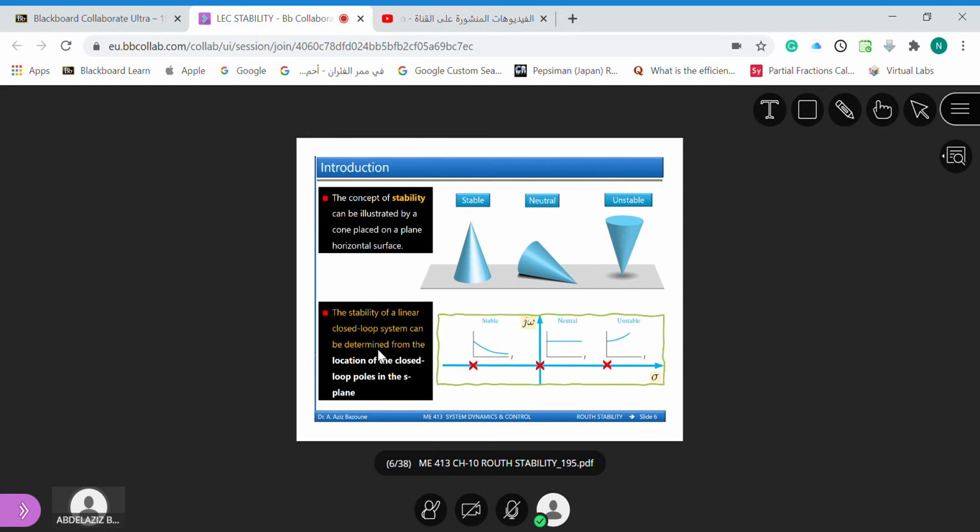So this is a stable system. You can look at it like this for this cone. When it is placed on a horizontal surface, this is the place where it is stable. This is when it is neutrally stable, and this is when it is non-stable. As for the location of the poles, when the poles lie on the left-hand side plane, the system is said to be stable. When the poles lie on the imaginary axis, like this one here, it's called marginal stability or neutral stability. And here the system is unstable because it is increasing with time.